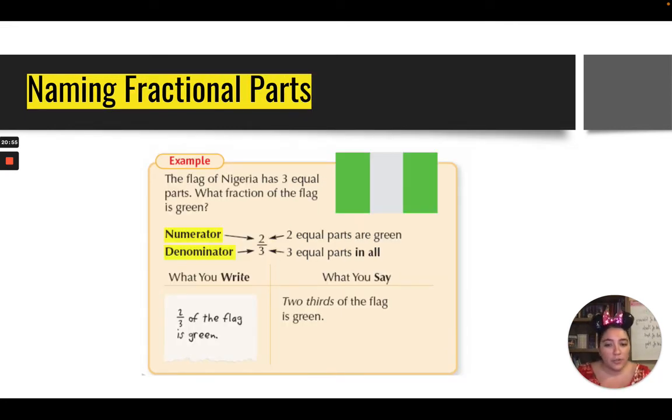Alright, naming fractional parts. So again, for example, the flag of Nigeria has 3 equal parts. What fraction of the flag is green? I would look, 2 of those 3 parts are green, so the numerator is going to be 2. 2 equal parts are green. The denominator is going to be 3 because there's 3 equal parts in all. So what you write over there on the left, 2 over 3, 2/3 of the flag is green. And then what you say, 2/3 of the flag is green. So you got the number form and word form.